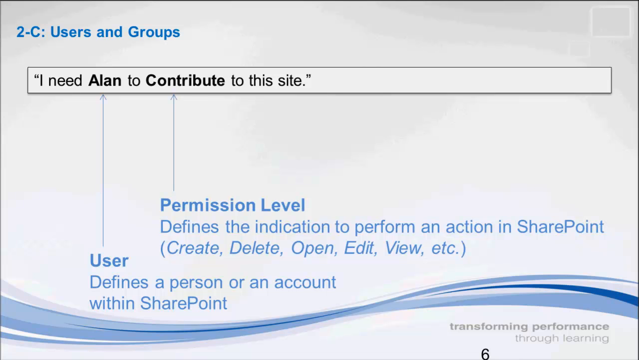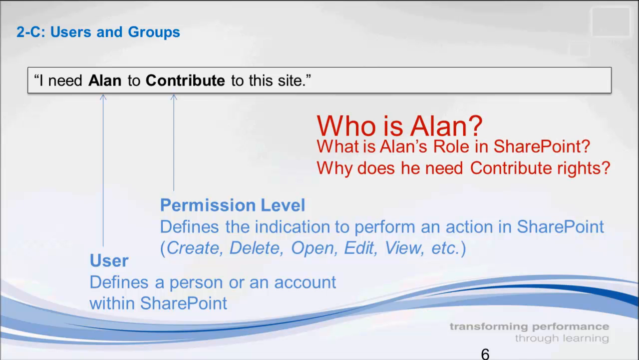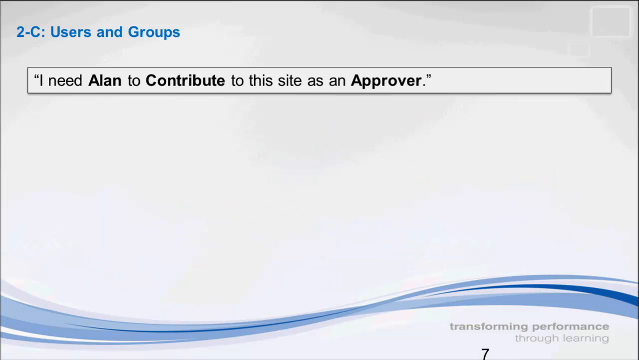It doesn't define purpose. Why is Alan contributing? What's he contributing for? So we use groups as best as possible to define roles. Roles can then give us an indication of action. Why is Alan contributing? He's contributing because he's a member, an editor, an author. Let's define this sentence again. I need Alan to contribute to this site as an approver. Straight away, I know what Alan needs to do and why.